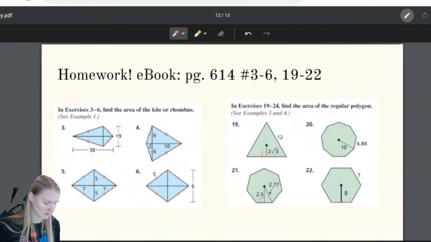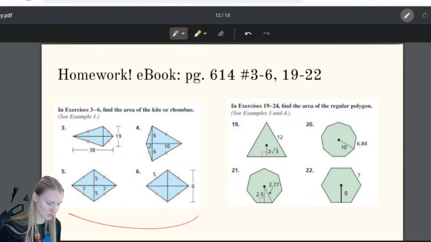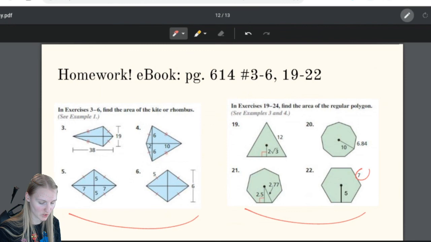Your homework: 4 questions like the first example, 4 questions like the second one. You'll see, here they give you the side length. No need to solve for it. Here they give you the side length. Here they give you the side length. This is the only one you have to solve the side length for. So these are going to be a lot easier than the second example we did.